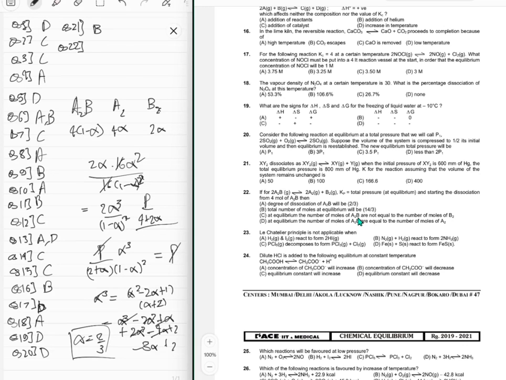Number of moles of A to B, that will be 4 into 1 minus alpha, which is 4 into 1/3, so it's 4/3, and B2 is also 4/3. Yes, so these are equal. So C is wrong. At equilibrium, number of moles of B are equal to number of moles of A2. Yeah, so this will be different because it's twice of that. So yeah, there we go. A is the way to go.